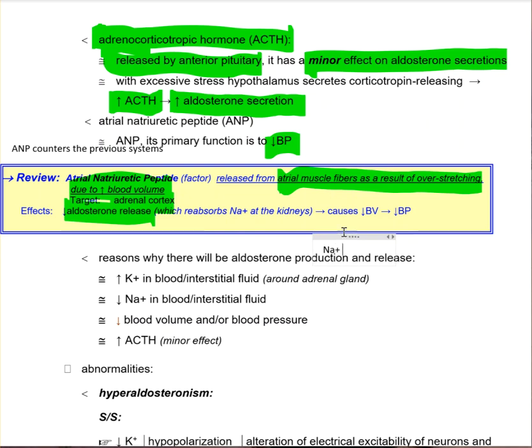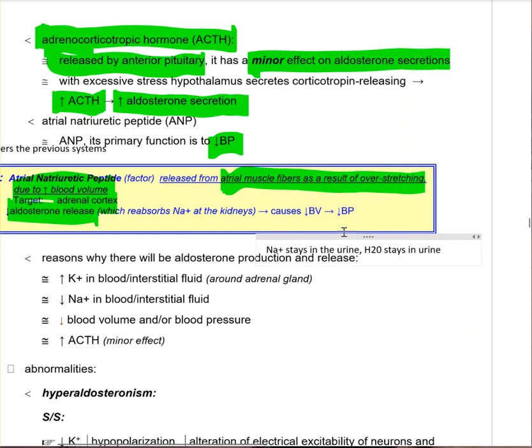Okay, sodium stays in the urine, and as a result, water follows. So water stays in urine, and if water stays in the urine, that means that blood volume is going to go down and blood pressure is going to go down.